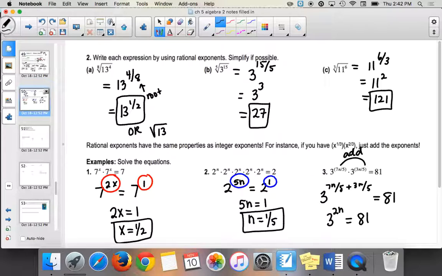Yeah, Natalie, what do you think? How did you get rid of... How did I get rid of the 5? Oh, because it was 10n divided by 5, which is 2n, yeah. So I want to know how I can set up my equation.